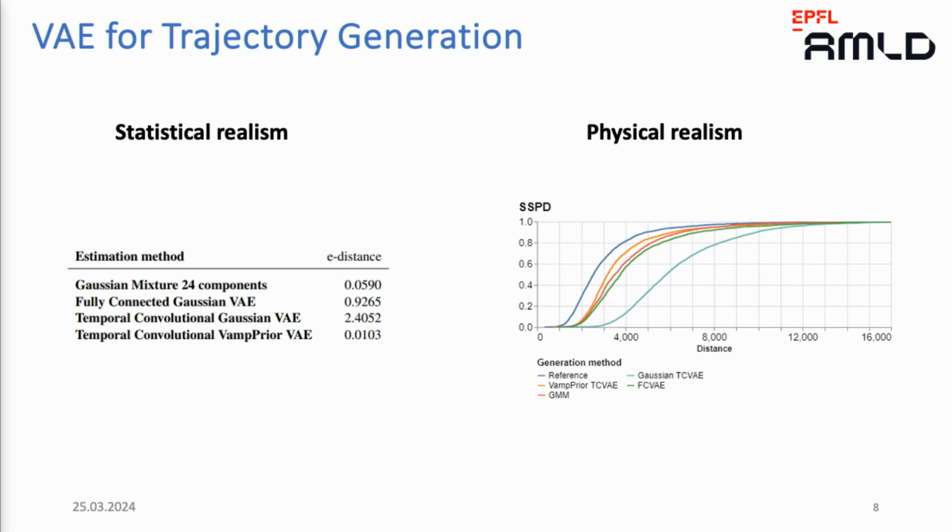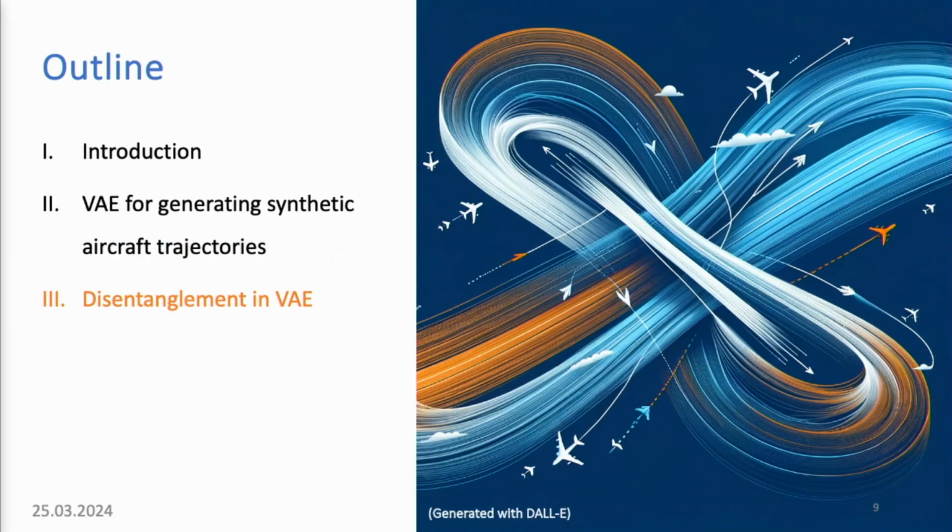I'm measuring the distance between the input, so the synthetic trajectories, and the reconstructed counterpart through the aircraft performance model. So once again, our model here, the prior TCVAE in orange, is the closest to the reference, which is the metric applied to the observed trajectories. So yeah, we know how to generate trajectories, and it looks like it works pretty well with the variational autoencoder.